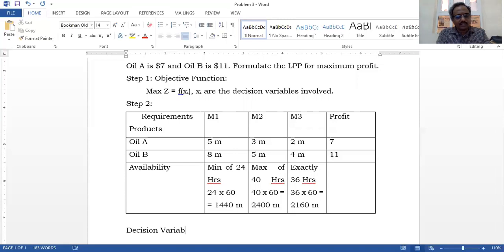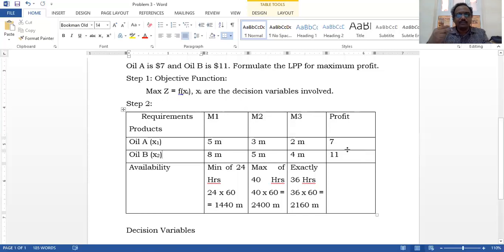We need two decision variables because we are having two products. One is oil A, so I am going to take oil A as X1. This is one decision variable. And I am going to take oil B as X2. This is the second decision variable. How are we going to check? This is based on the profit because our objective is to maximize the profit. We are having two profits, so we are going to use two decision variables.